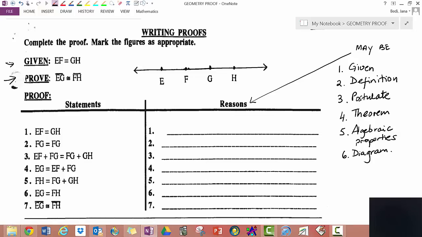In this case, we are given EF equals GH. What does that mean? That means the measures of EF and GH are equal. So what I am going to do is mark those. These are that EF is equal to GH. You'll notice that statement number 1 says EF equals GH, and the reason I can say that is that this is a given.